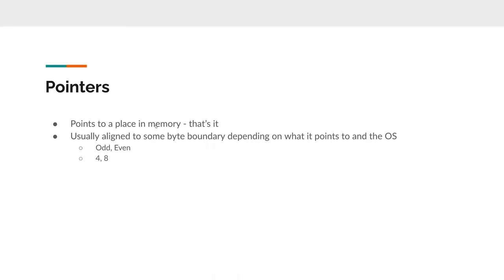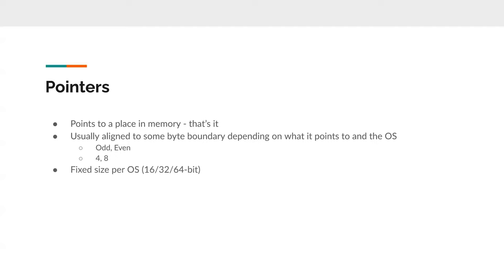So it can be aligned to 4 bytes or 8 bytes. So even if you have a type that for some reason is 6 bytes, in memory it might actually end up being put on 8-byte intervals. So that's something you never really have to deal with, but it's just nice as a recap.